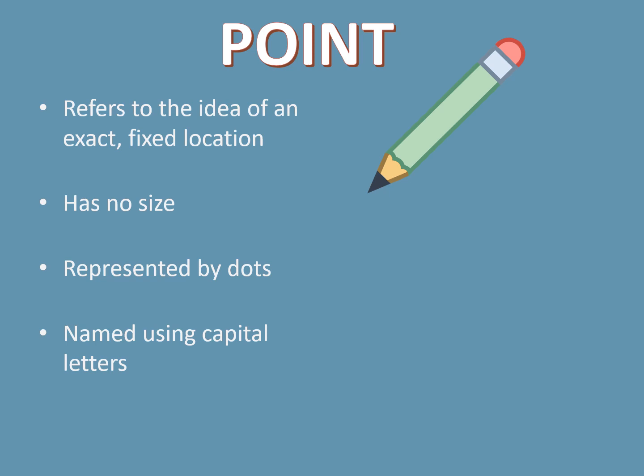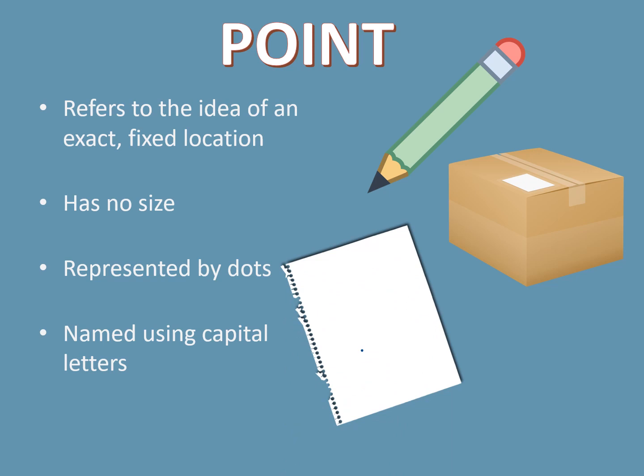Some examples of a point include the tip of a pencil. Right, so down there at the very bottom, the little pointy, sharpened tip of the pencil. The corner of a cardboard box. A dot on a piece of notebook paper. So the tip of the pencil here, the corner of the cardboard box, or a dot on a piece of paper, those are all representations of a point.